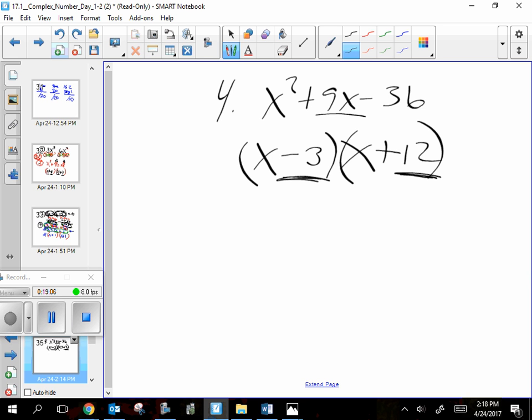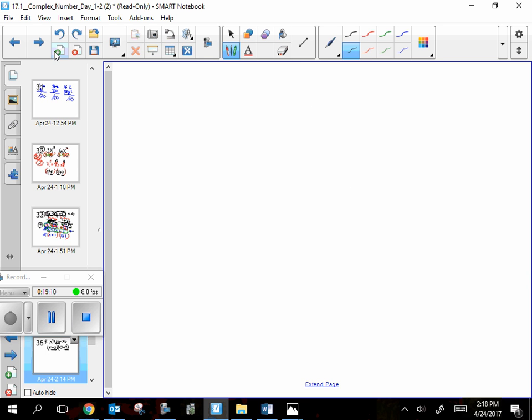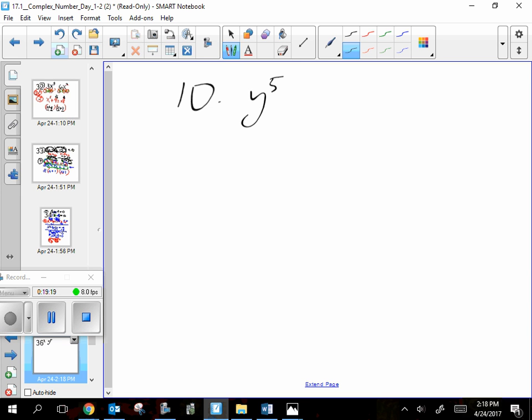Then let's move on to number 10. That one looks like it's got y's in everything. That's a sign that if there's something in every part, you've got to factor out a GCF. 4y to the 4th, and then last, plus 3y to the 3rd.